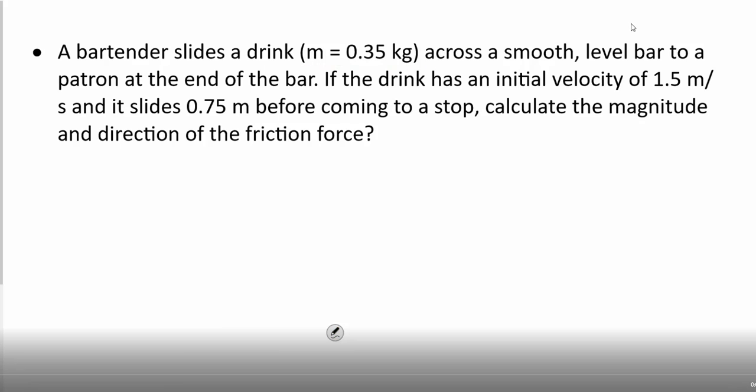Here, a bartender slides a drink across a smooth, level bar to a patient customer at the end of the bar. It has an initial velocity of 1.5 meters per second, and it slides 0.75 meters before it comes to a stop. We want to calculate the magnitude and the direction of the friction force.